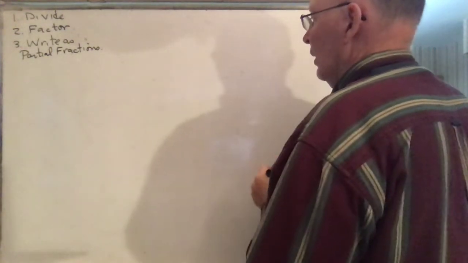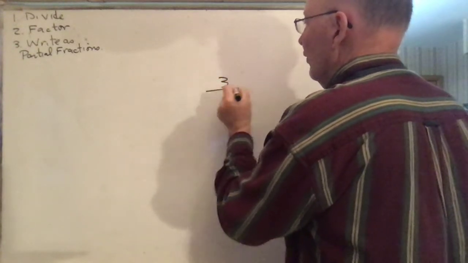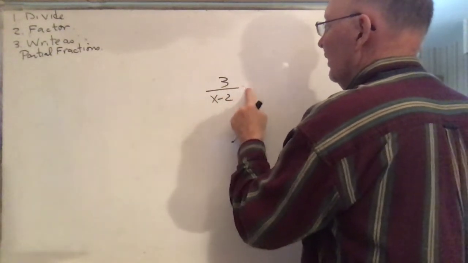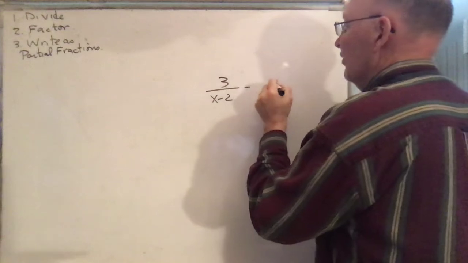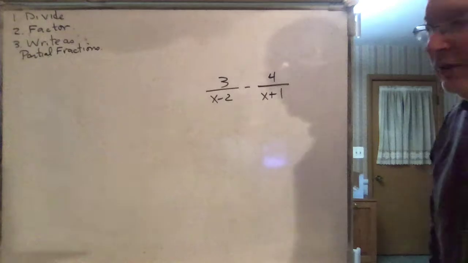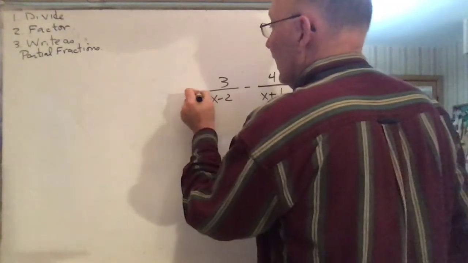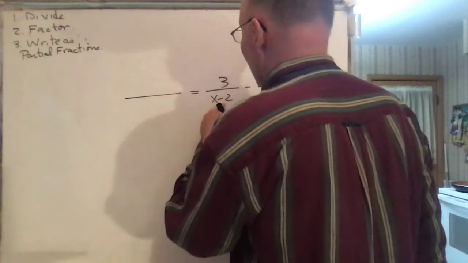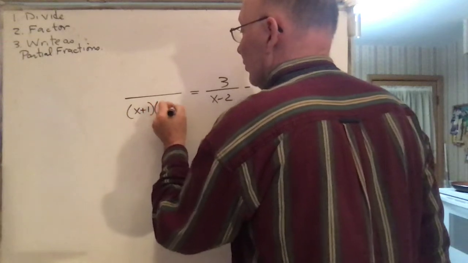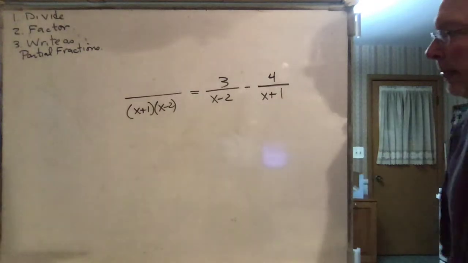Say we take 3 over x minus 2 plus, let's make it a negative just to get some negatives, minus 4 over x plus 1. Let's just take those two things. If you were to get them together into a common fraction, do you agree that the common denominator would be the quantity x plus 1 times x minus 2? Agreed? The common denominator of these things is this times this.